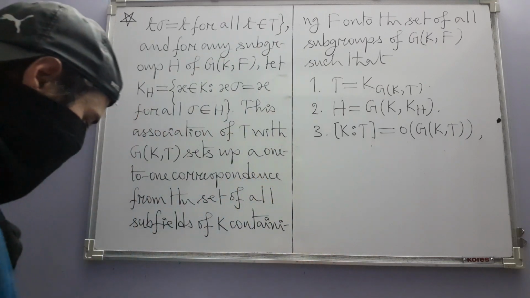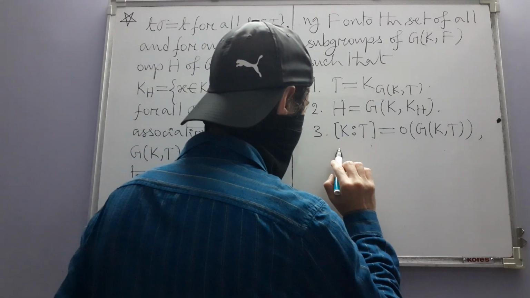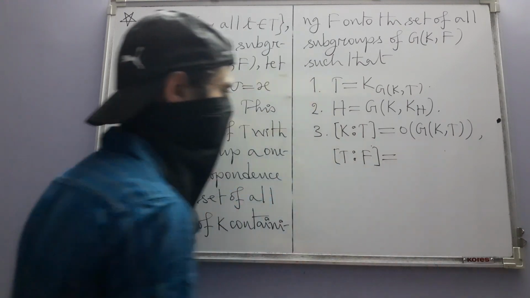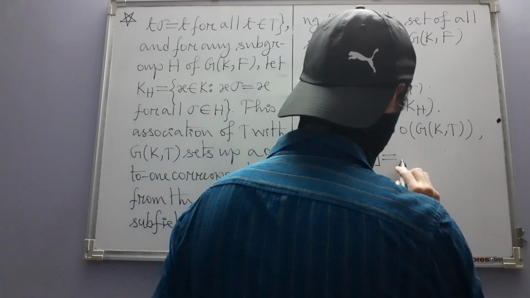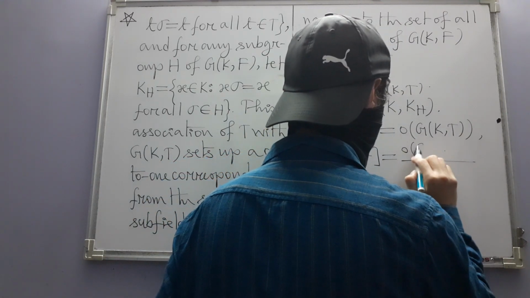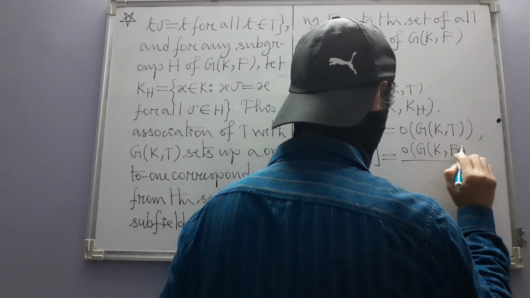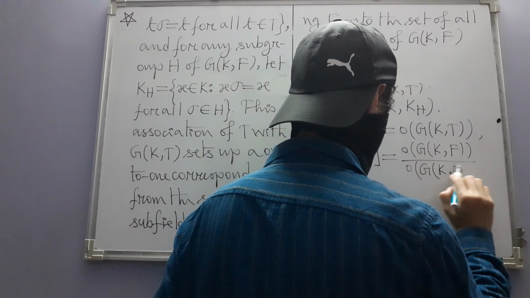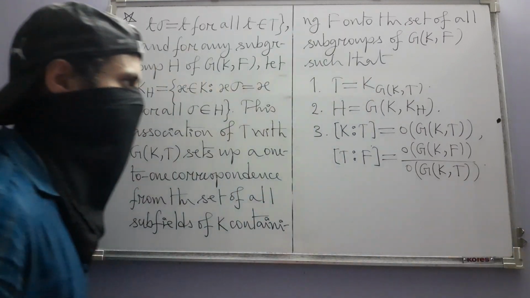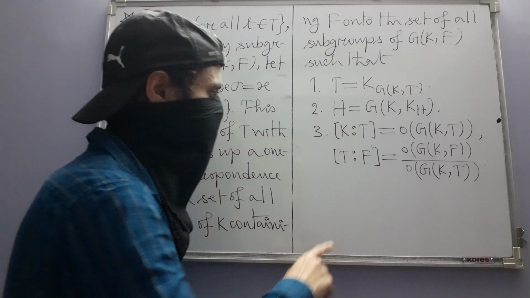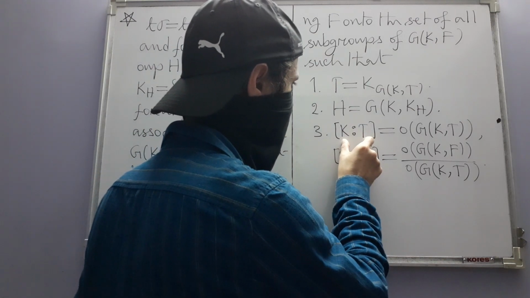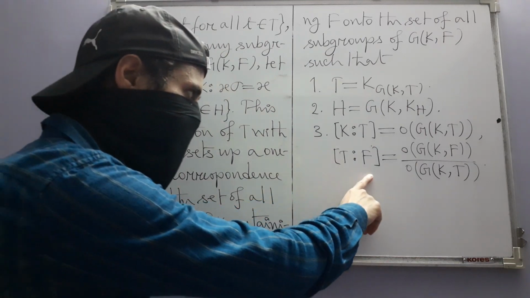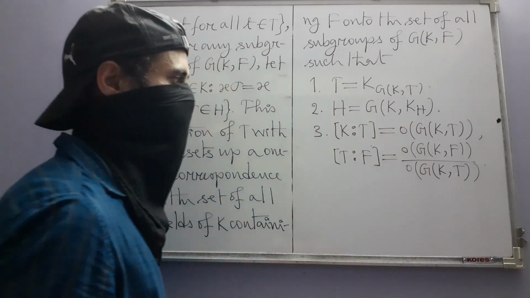And there is one more claim here. The degree of T over F is equal to the order of the Galois group divided by the order of the group G(K, T). In other words, this part 3 says that the degree of K over T is equal to the order of the group G(K, T). And the degree of T over F is the index of that group in the Galois group.